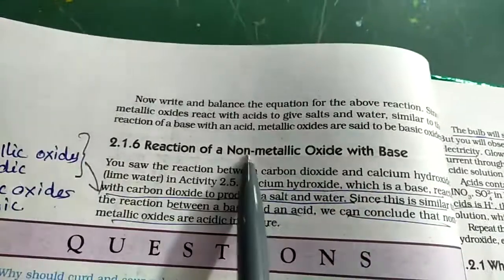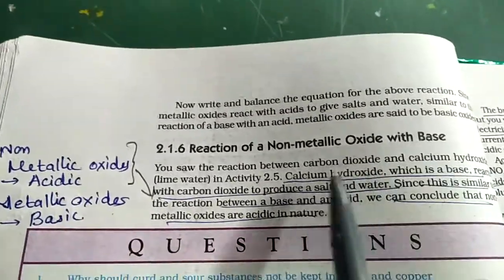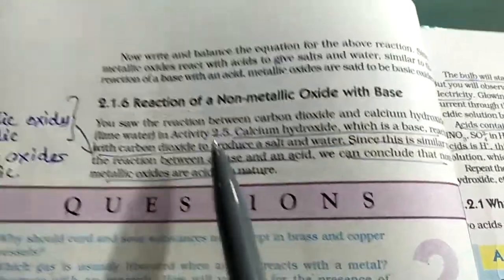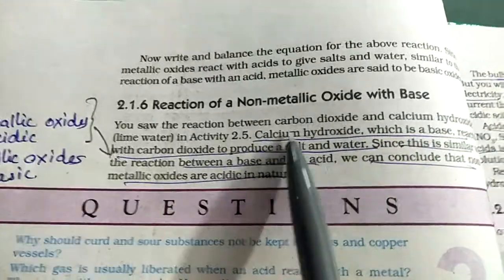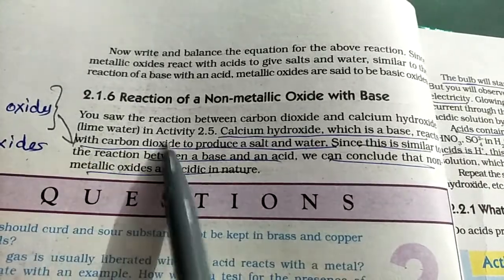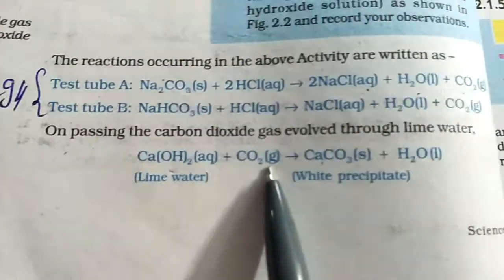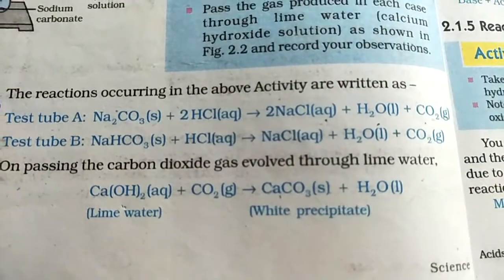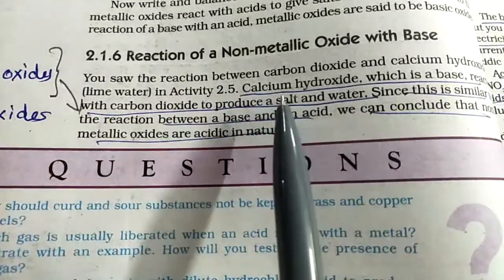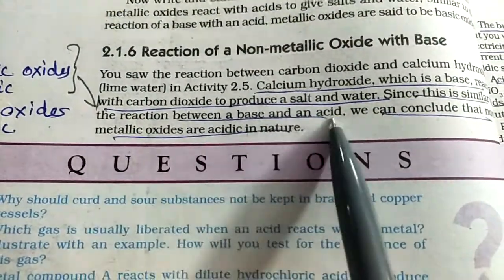Next is the reaction of non-metallic oxide with base. Here, calcium hydroxide is a base. It reacts with carbon dioxide to produce salt and water, which we have already seen on the previous page. That is, calcium hydroxide plus carbon dioxide gives calcium carbonate plus water. So we have already seen this reaction on the previous page.